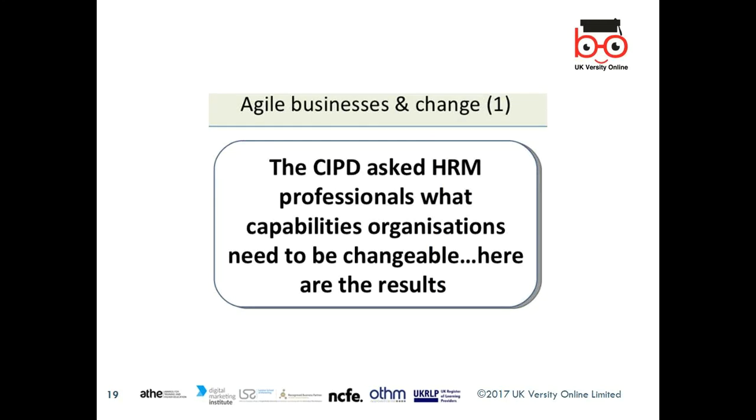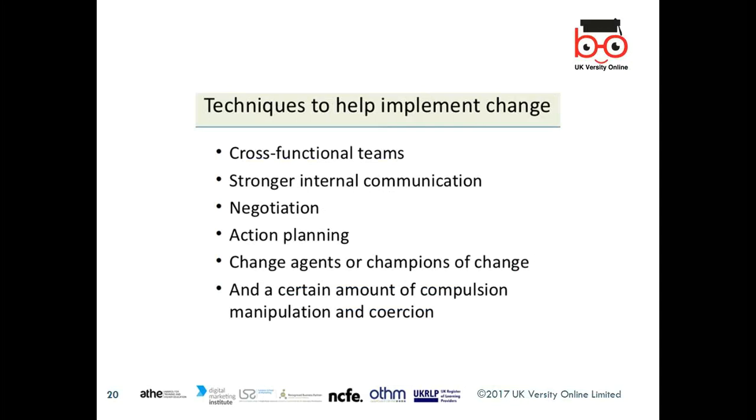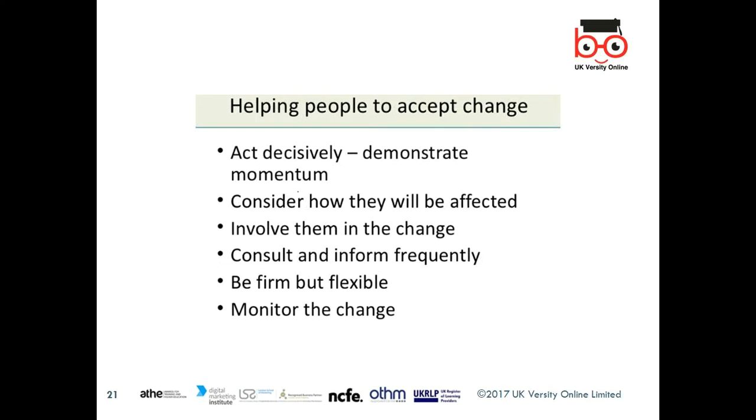So a lot of research happened. CIPD, the Chartered Institute of Personnel and Development, asked human resource what capability the organization needs in order to change. They created the result, and the result was that we need to take HR on board to implement the change. Techniques to help implement it: cross-functional teams, stronger internal communication, negotiation, action planning, change agents as champions, and a certain amount of manipulation. We also need to consider, if people don't accept it, what type of punishment there can be. Helping people to accept the change, how can we help them?